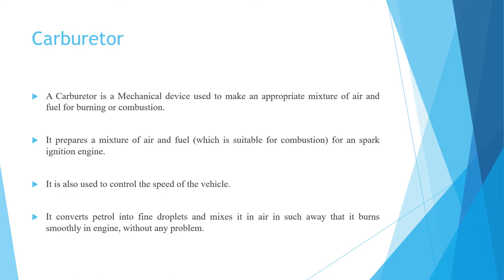The basic functions of the carburetor are: it prepares a mixture of air and fuel for an SI engine. It is also used to control the speed of the vehicle, and it converts petrol into fine droplets and mixes it in air in such a way that it burns smoothly in the engine and without any problem. So these three are the functions of the carburetor.